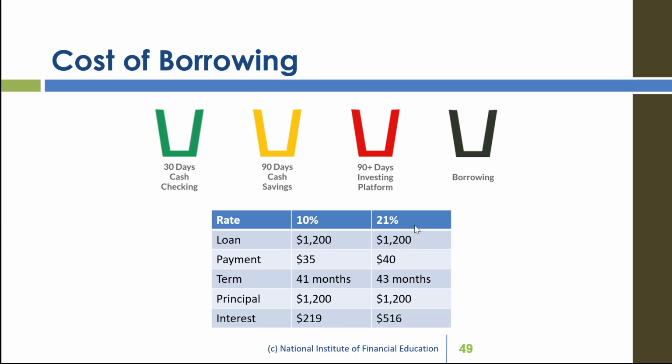If I'm borrowing, say, on a credit card, not a personal loan, but a credit card at 21%, my payment's a little higher at $40. Doesn't seem like that much. It's only $5 a month. But it'll take me 43 months to pay it back. I'll pay back $1,200 plus $516 in interest.